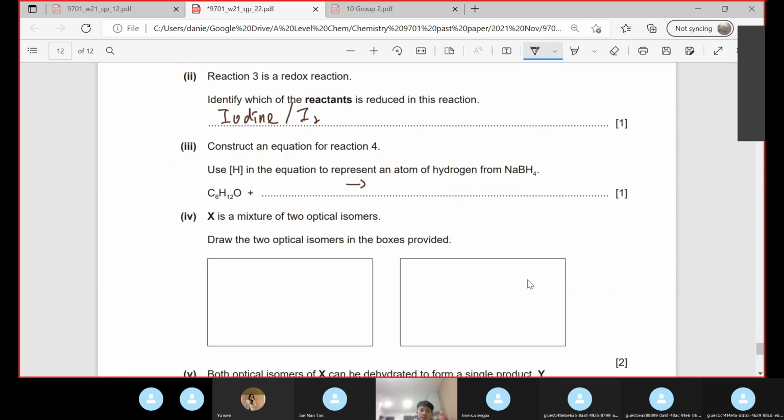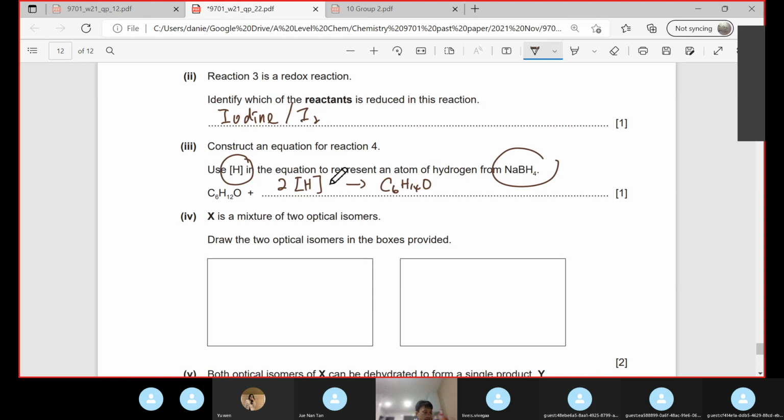We will get C6H12O plus, then since the oxygen is balanced and carbon is balanced, we only need to use atomic hydrogen to represent the hydrogens that come from the NaBH4. So just 2 here, right, in order to balance the number of hydrogen. Yeah, that's all, very simple.